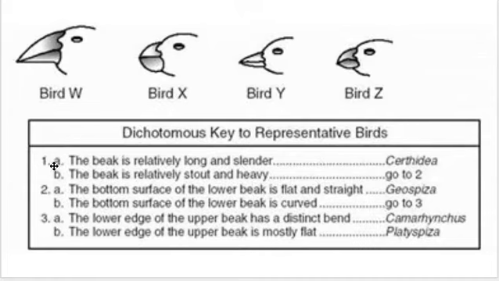You see that we have 1A and 1B. 1A says the beak is relatively long and slender. So if you find that bird, that's going to be the Curthida. If it's not that, then you go to the next part. The beak is relatively stout and heavy. If it's stout and heavy, you go to number 2. The bottom surface of the lower beak is flat and straight. If you see that, it's going to be this bird. If you don't see that, then you go to the next question. The bottom surface of the lower beak is curved. So you'd go to number 3 if that's the case.